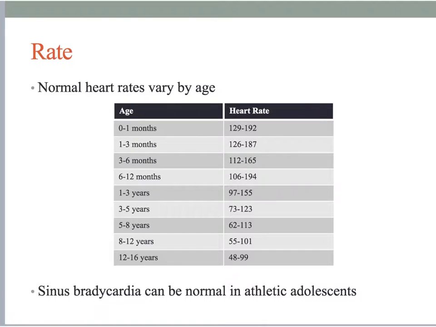First, when calculating the heart rate, it is important to be aware of the patient's age, as normal heart rates vary by age. In general, heart rates decrease over infancy and childhood, reaching normal adult values by adolescence. However, it is important to note that sinus bradycardia can be normal in athletic adolescents.